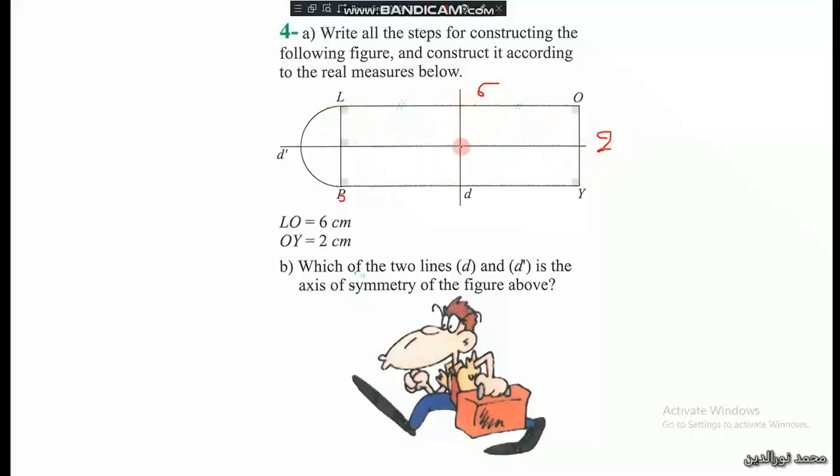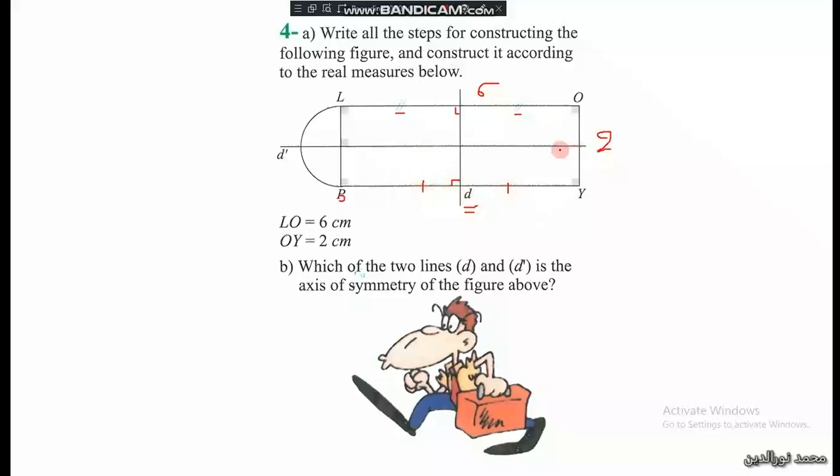Then we notice this line D, where there are 2 dashes and 2 dashes. And it's perpendicular, so it's the perpendicular bisector of LO. So draw line D, the perpendicular bisector of LO. At the same time it's the perpendicular bisector of BY.